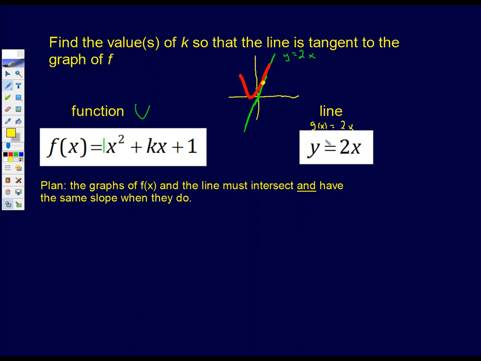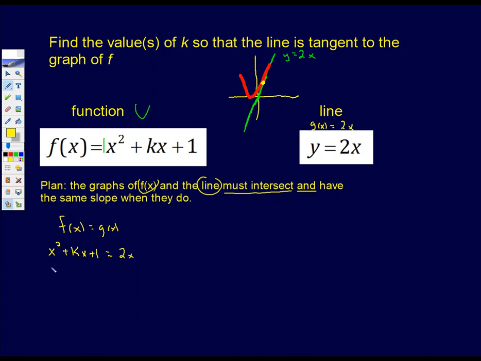If this graph is going to be a tangent line to this graph, that means the graphs have to be touching. So one of my thoughts in the plan down here is that in order for this to occur, the function and the line must intersect. If they're going to intersect, the value of f of x must equal the value of g of x. So I'm just going to write that equation here. In order for this to occur, x squared plus kx plus 1 would have to match what the line is doing, which is the rule y equals 2x.